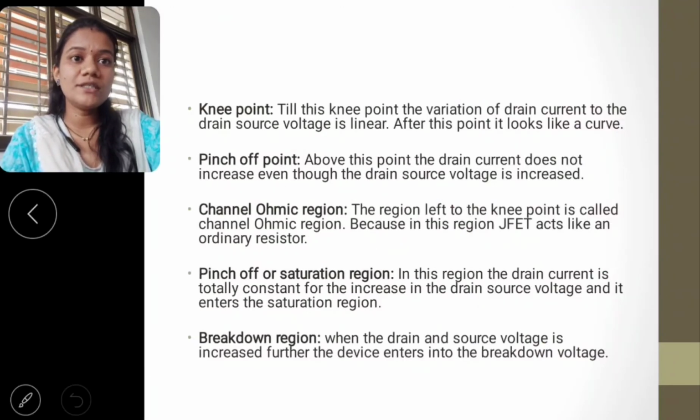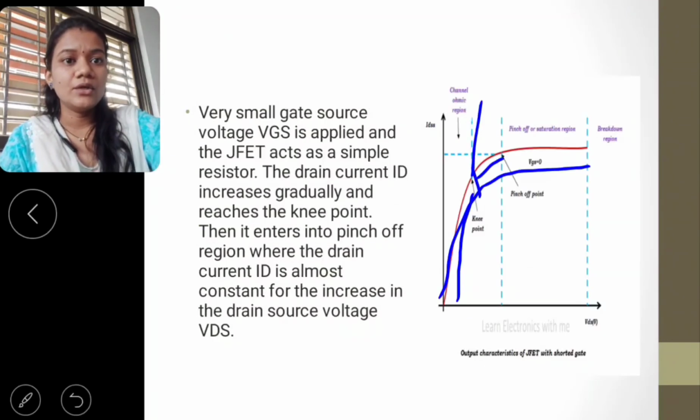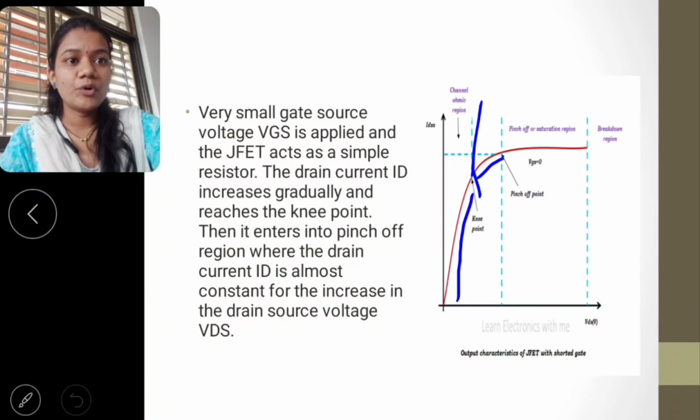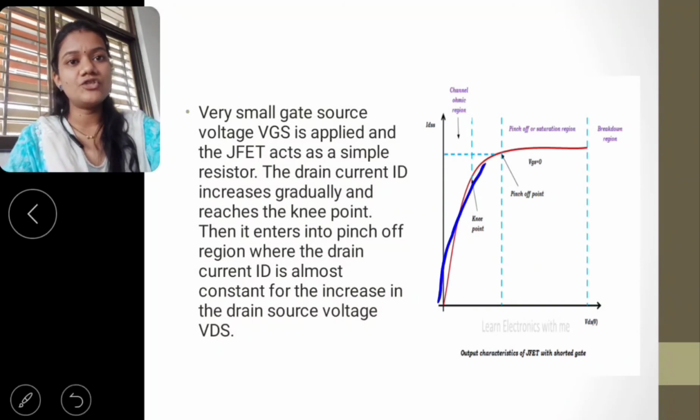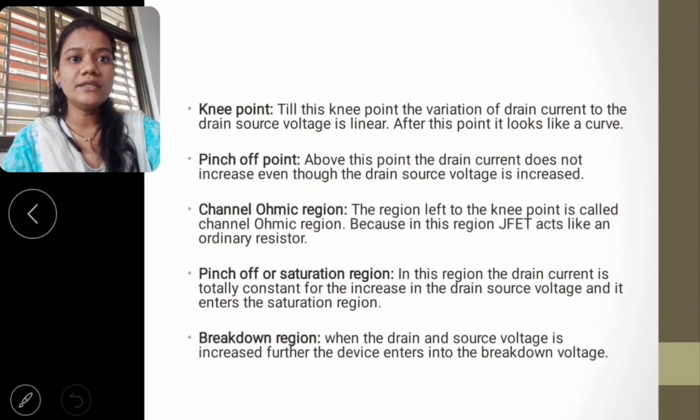So now what is the knee point? Till this knee point, the variation of drain current with the drain source voltage is linear. As we see in this image, up to the knee point, as the voltage increases, current also increases gradually. So there is a linear variation up to the knee point. After this point, it looks like a curve.